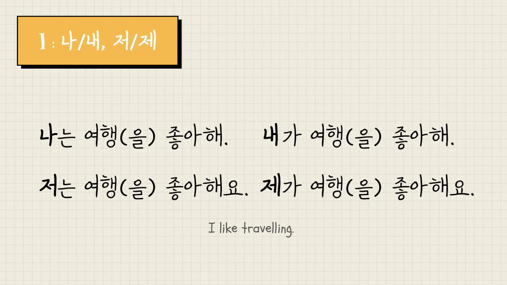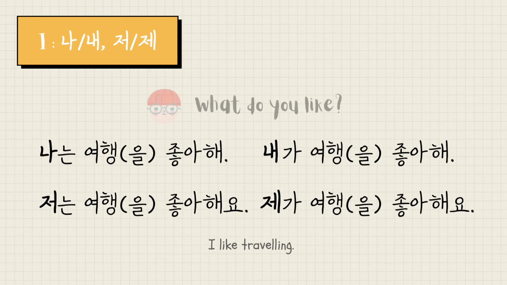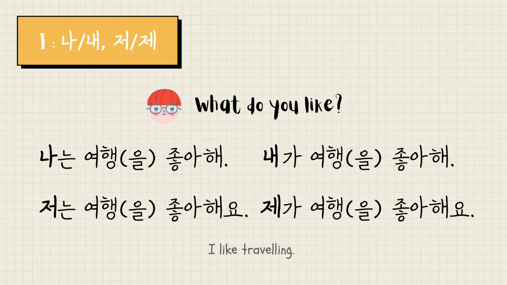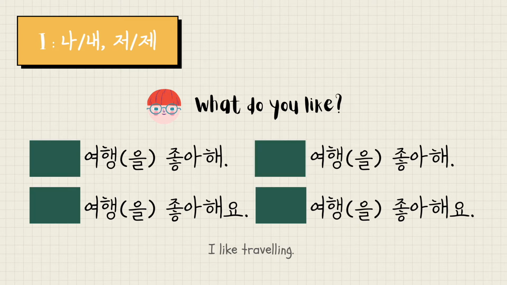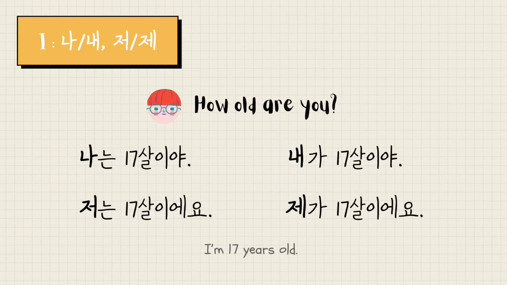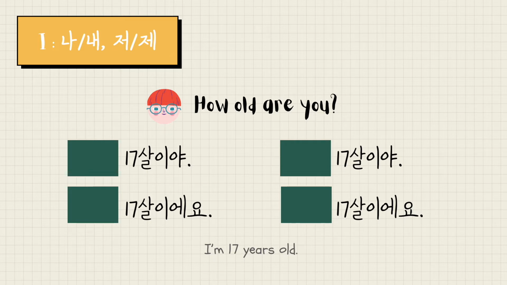But you don't need to mention 나, 내, 저, 제 when the listener knows that you are talking about yourself. For example, when someone asks, "What do you like?" you can simply say, 여행 좋아해. 여행 좋아해요. Or if someone asks, "How old are you?" then you can just say, 17살이야. 17살이에요.